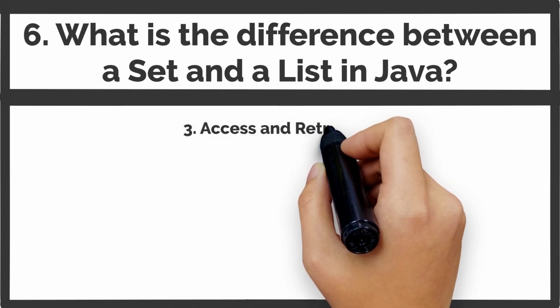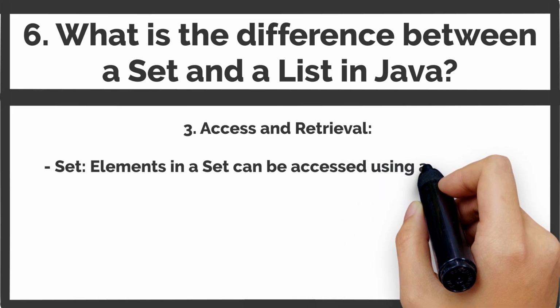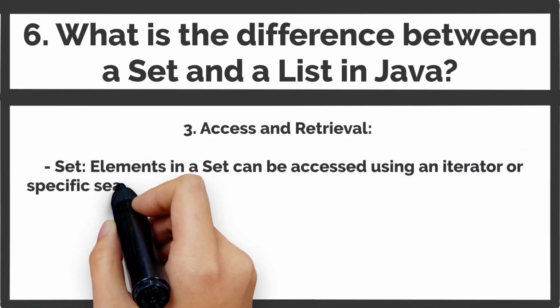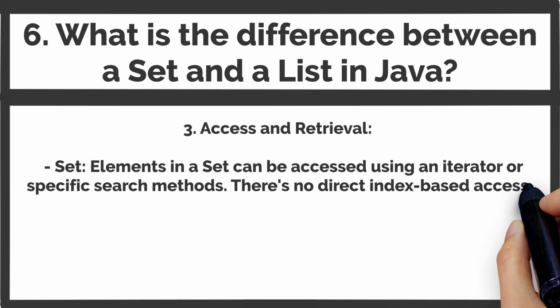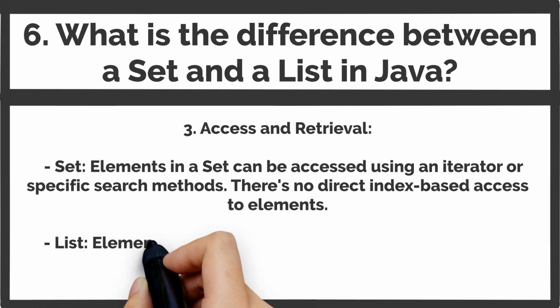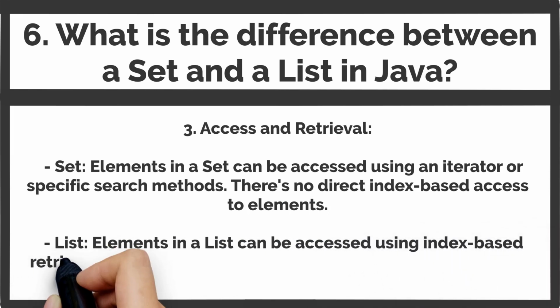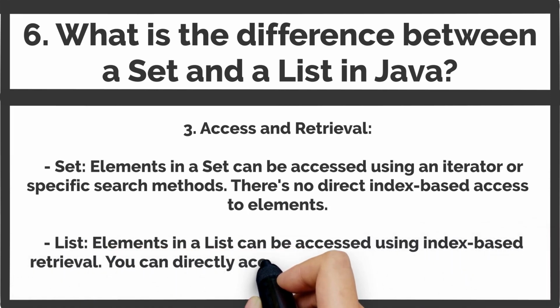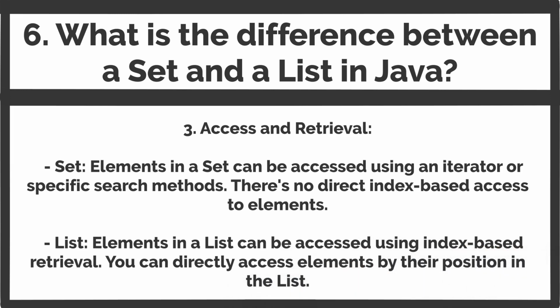3. Access and retrieval. Set. Elements in a set can be accessed using an iterator or specific search methods. There's no direct index-based access to elements. List. Elements in a list can be accessed using index-based retrieval. You can directly access elements by their position in the list.